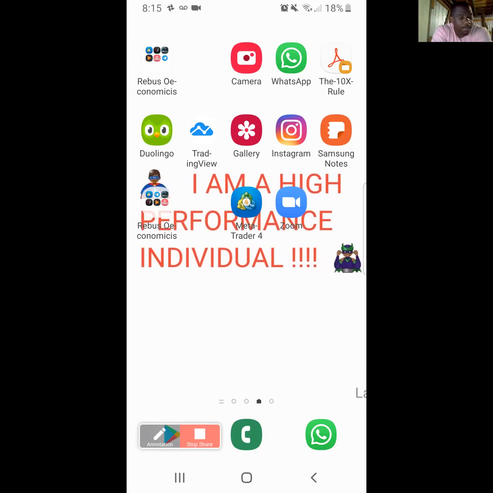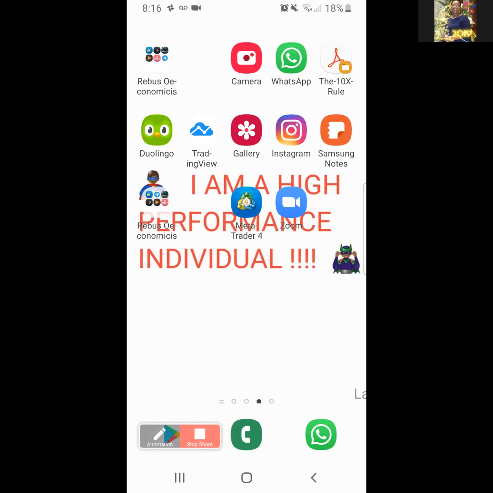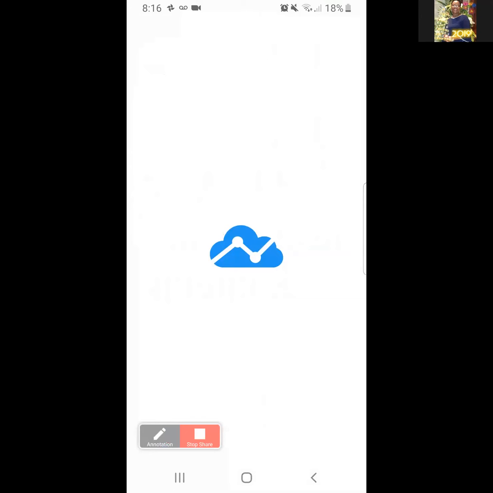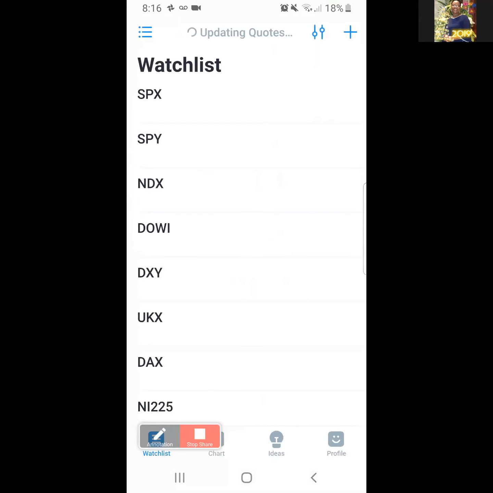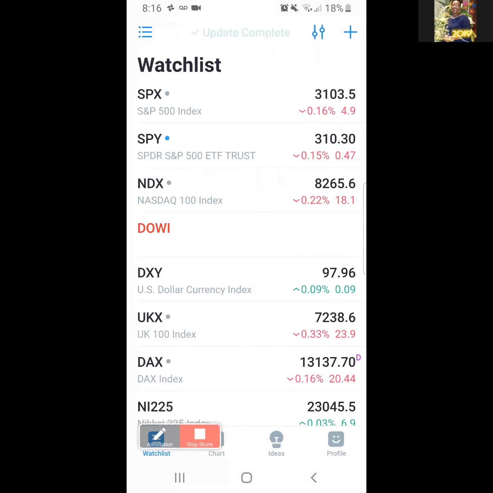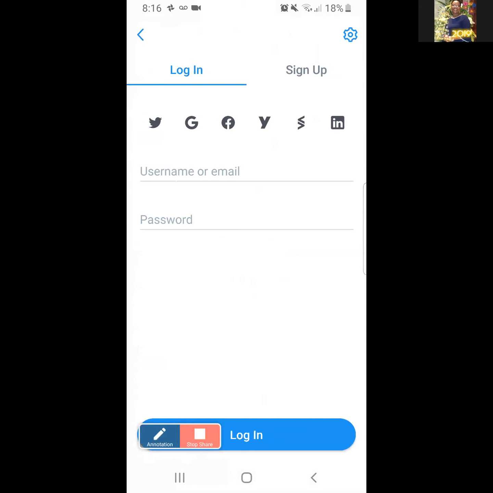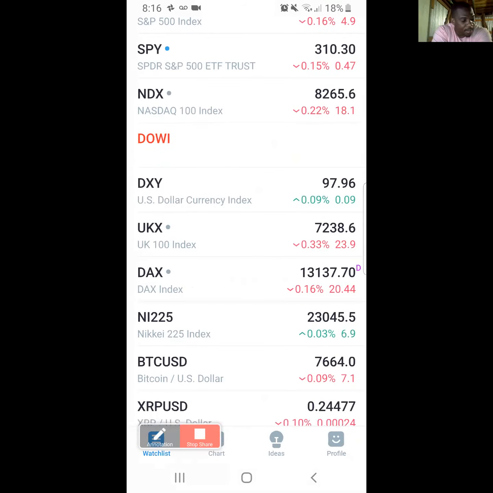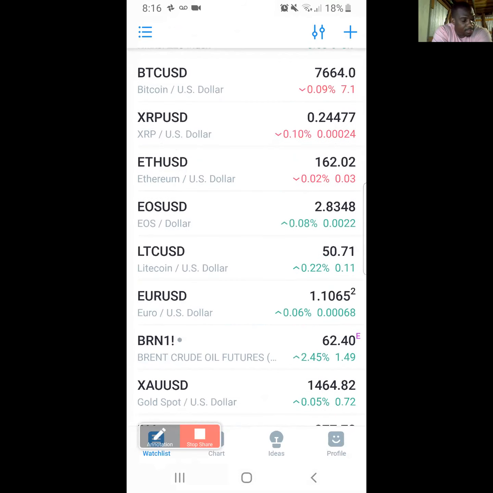All right, so we on my phone. Everybody can see? All right, so I got Trading View app downloaded on my phone. All right, Trading View app, and this is how it would come up. All right, with my watch list.